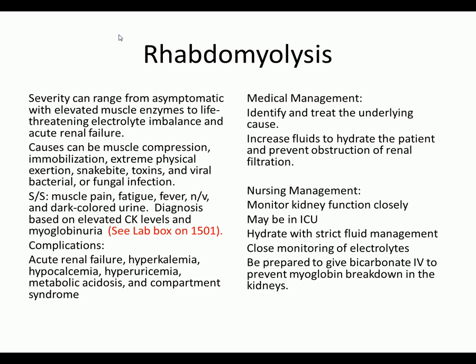Signs and symptoms, you're going to see muscle pain, fatigue, fever, nausea and vomiting. They're going to have dark colored urine because of myoglobin that is being released. Diagnosis is based on an elevated CK level and myoglobinemia. Look at your lab boxes on page 1501 again. Complications, you're going to see acute renal failure, hyperkalemia, hypocalcemia, hyperuricemia, metabolic acidosis, and compartment syndrome in these patients.